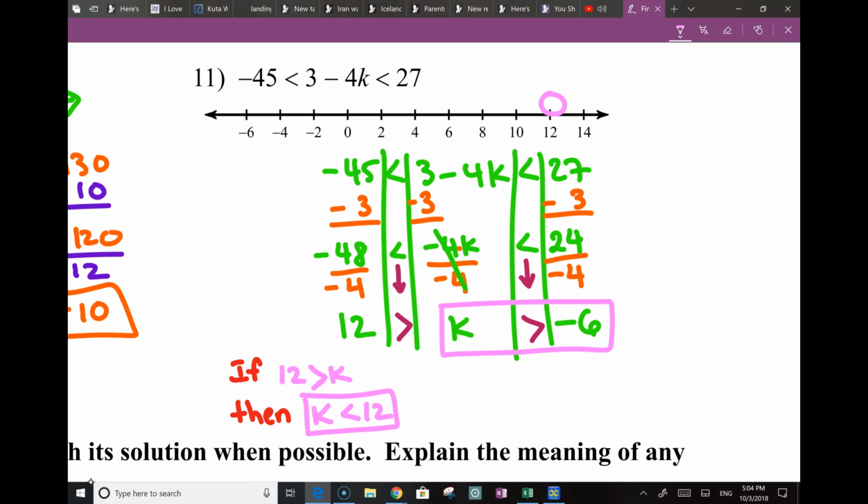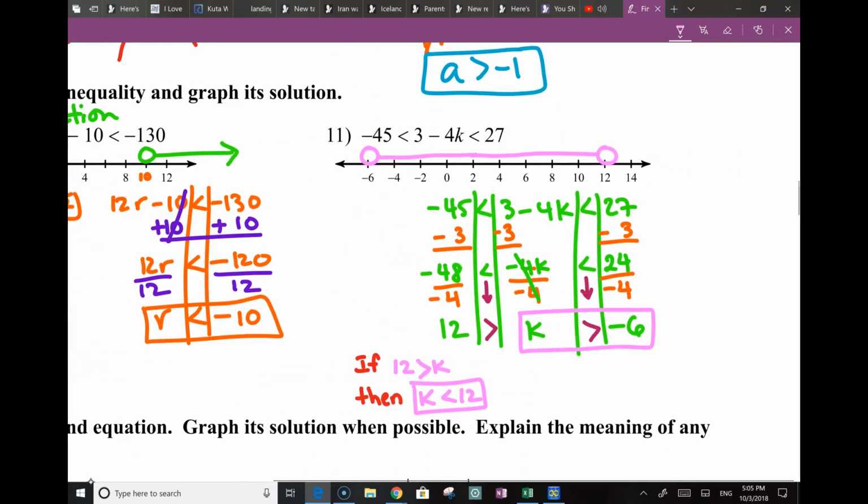-6 would be right over here at the far left side, and I'm going to put an open dot there as well since there's no equality. What this is saying is, if you want numbers that are greater than -6, while at the same time being smaller than 12, what you get is this: greater than -6, smaller than 12, bam, in the middle they meet, and what you have is a graph that is connected.